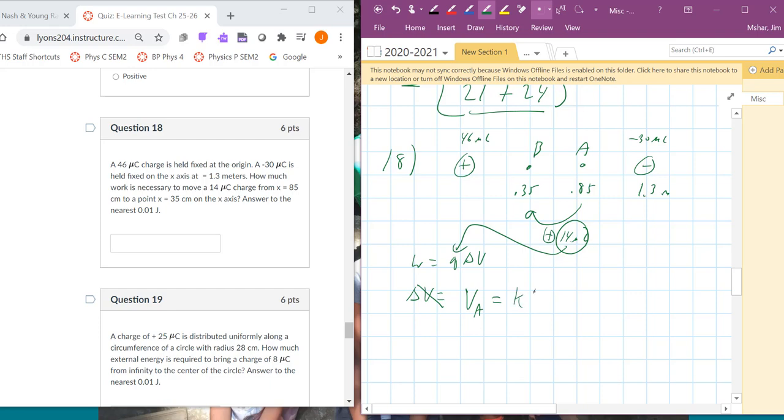So I have k times 46. Now it's micro, so it's 10 to the negative 6. I'm not going to write that here, but when you're in your calculator, you would write that. Over, well, how far is it from that charge to A? Well, that would be 0.85.